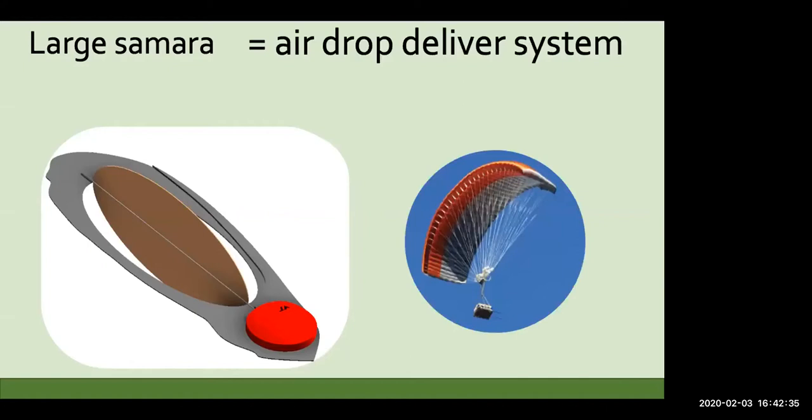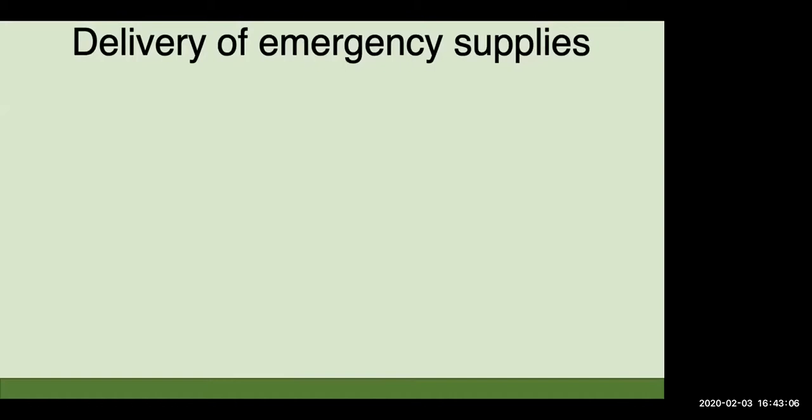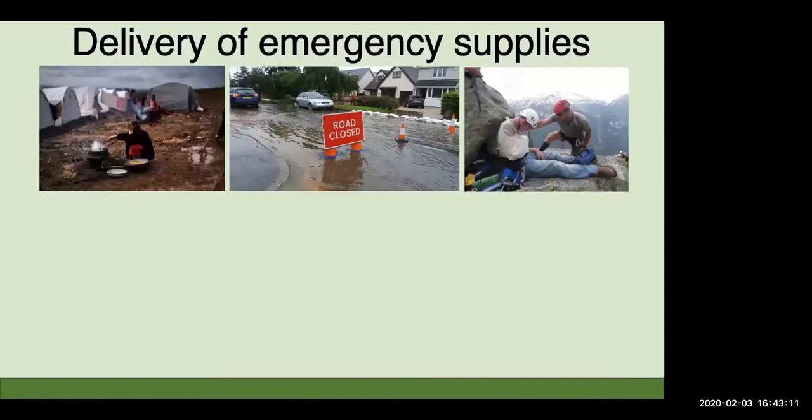You could put things here, maybe up to a kilogram of something. And so instead of having to do airdrops, and when airdrops are usually done, like by the military, they're dropping a ton. And they need a huge infrastructure to do it, a giant plane to drop this out of the back. So what if we could just use a large samara as a kind of individual airdrop delivery system without a parachute? And we thought, well, okay, maybe you could use this for delivering emergency supplies to places like hit by floods or other disasters, or maybe deliver medicine to someone in a wilderness survival situation.